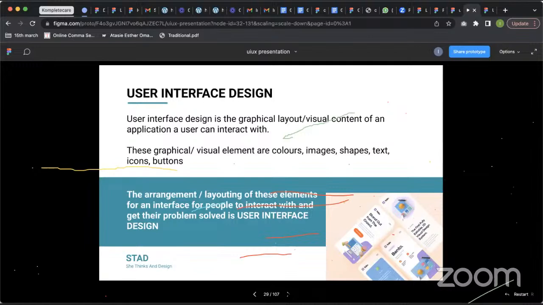Like I said, the arrangement of these elements is governed by something we call design principle, which we are going to explain in the next class.